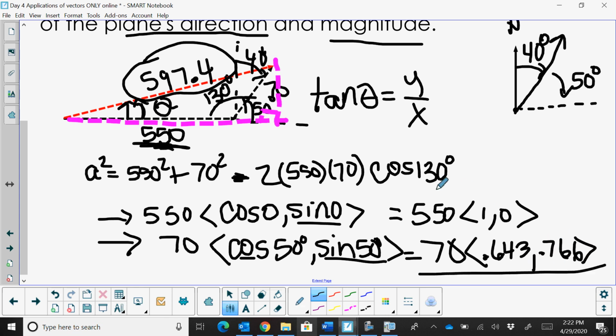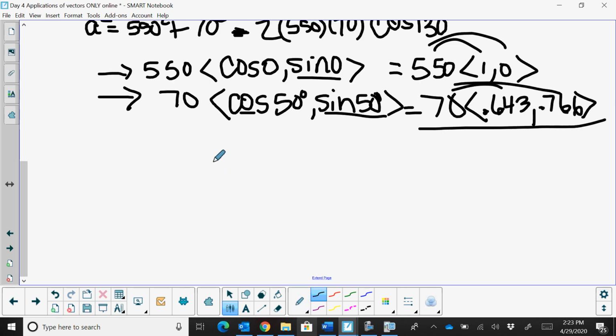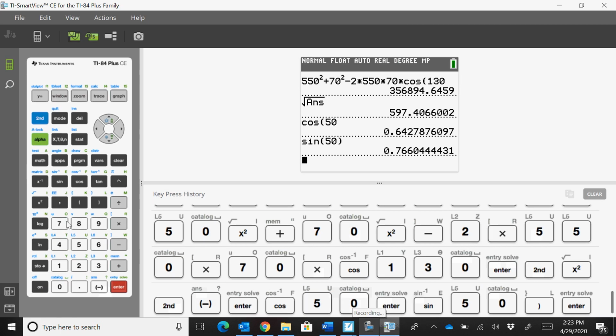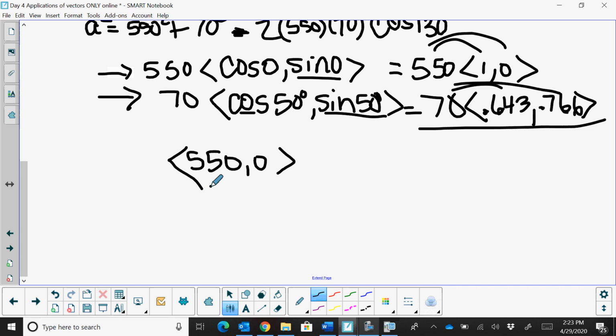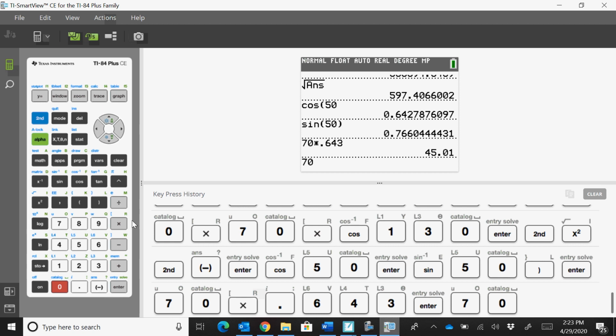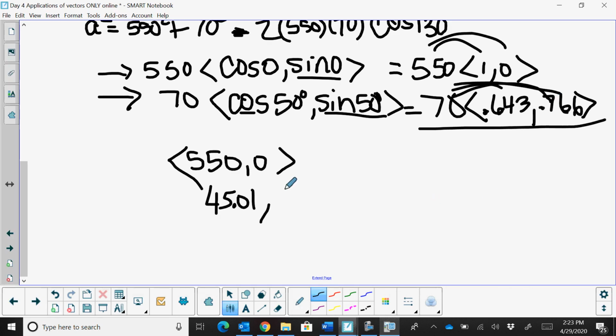Now, I'm going to distribute them in because 550 and 70 are just scalar multiples. And that will tell me the actual vectors that are represented. So the first one is going to be 550 when I distribute it in, 0. And the second one, I'll have to use my calculator for it. I'm going to take 70 times 0.643, and that's 45.01, and then 70 times 0.766, and that is 53.62.